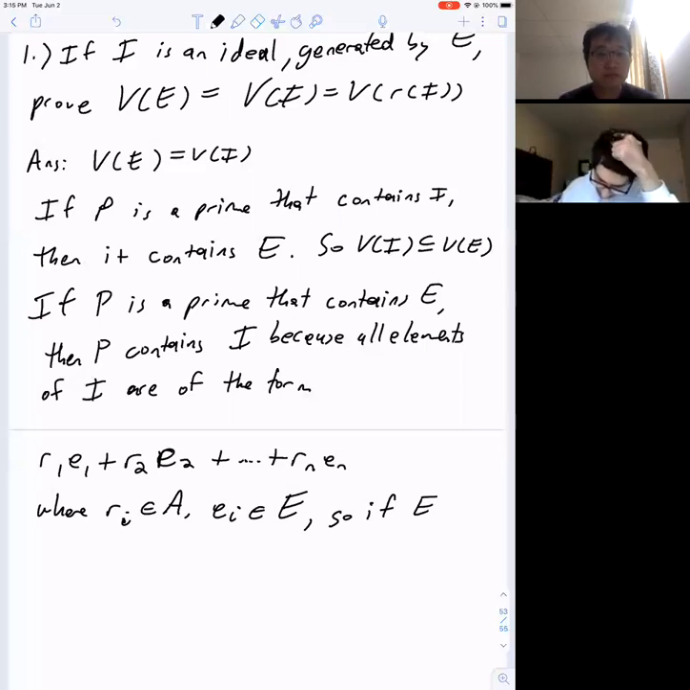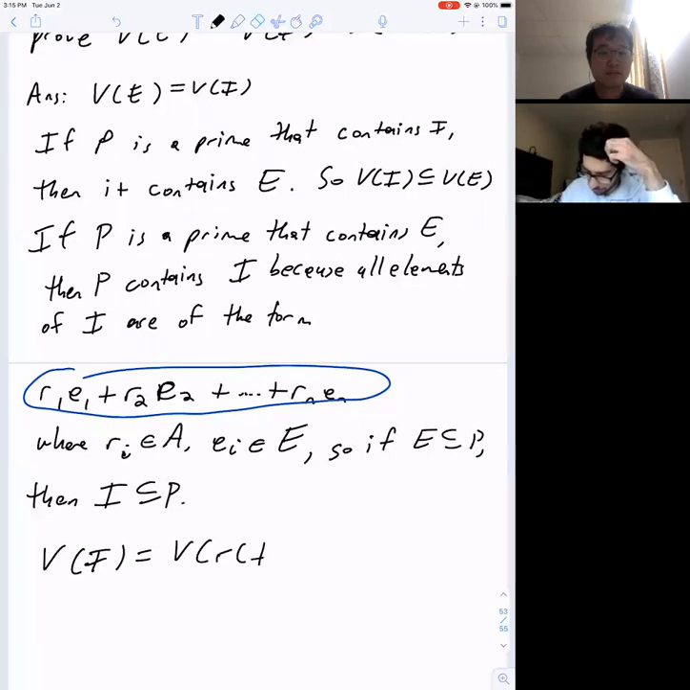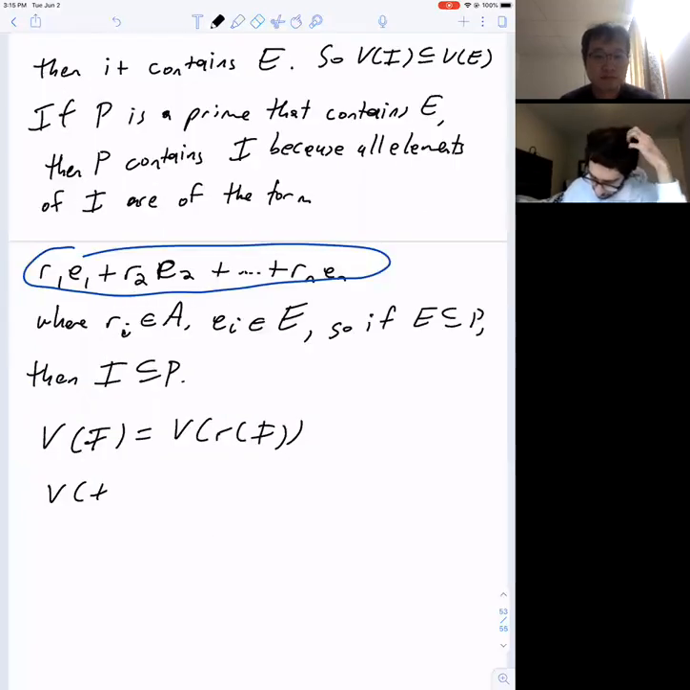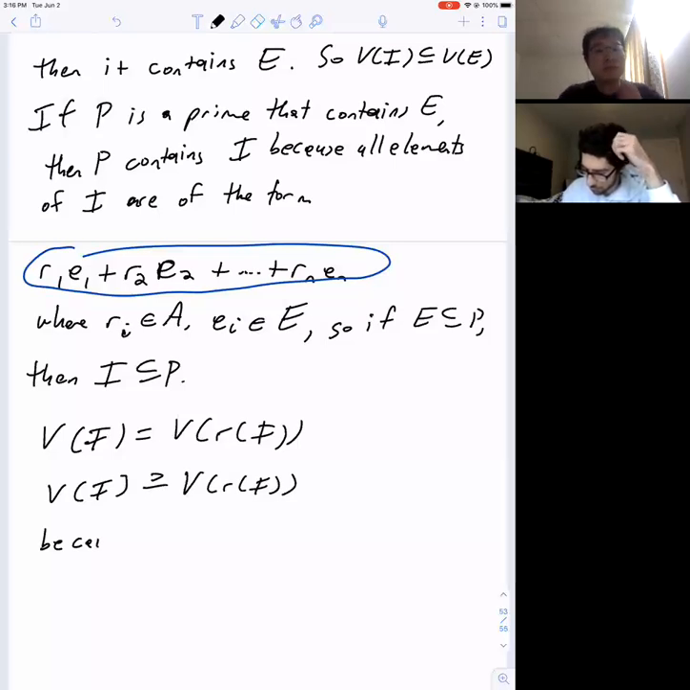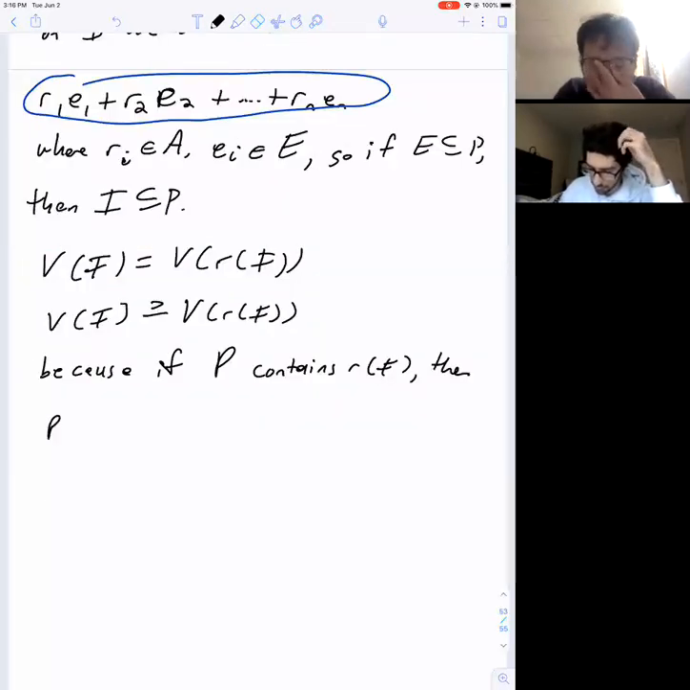So how do I prove now that V(I) is V of the radical of I? So now clearly we have V of the radical of I is contained in V(I), because if P is a prime ideal that contains the radical, then P contains I, because I is a subset of the radical of I. It's just set theory.